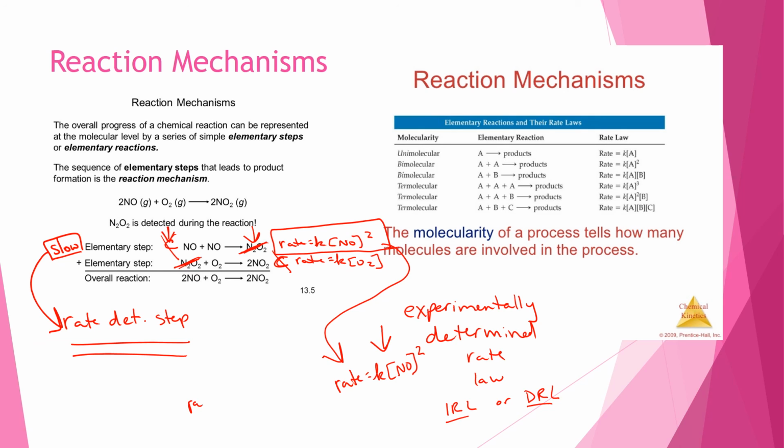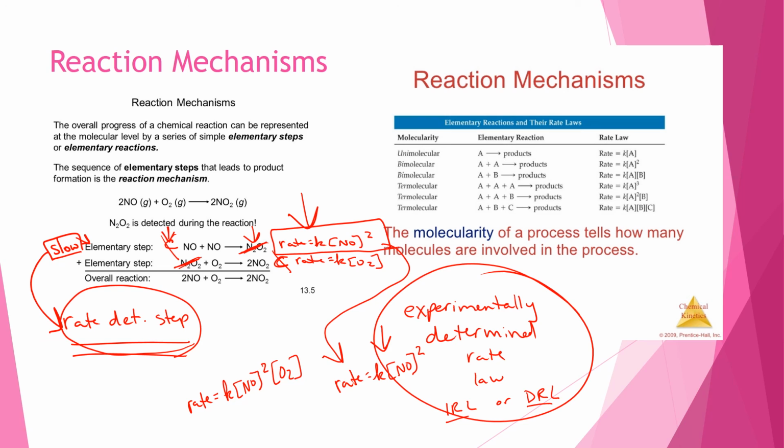If my rate law experimentally was rate equals K NO to the second O2, then my second step would be my slow step because I would just combine the first and the second step rate laws to find my overall. When you are justifying your slow step in the reaction mechanism, you want to clearly state that the reason why this step is the slow step is because the rate determining step rate law is equal to the experimentally determined rate law. They're very exact with the wording of that.